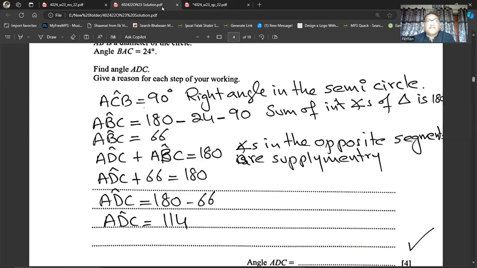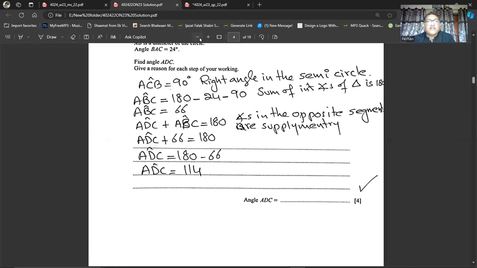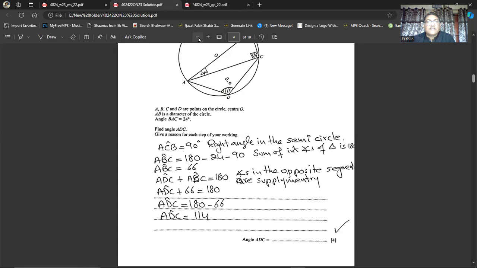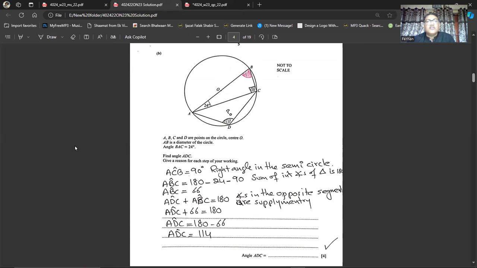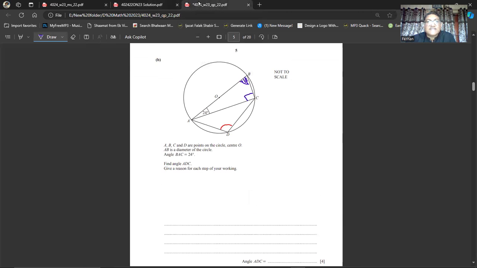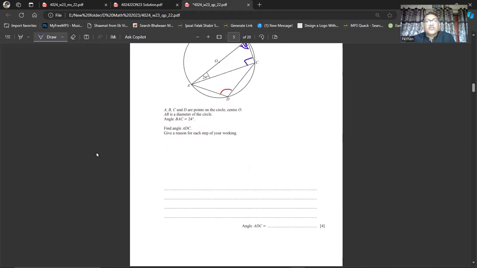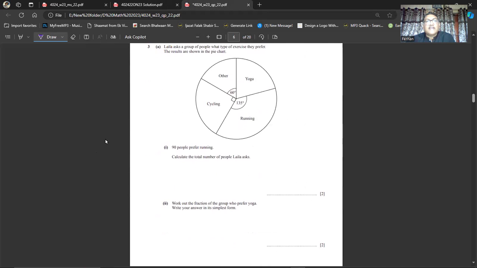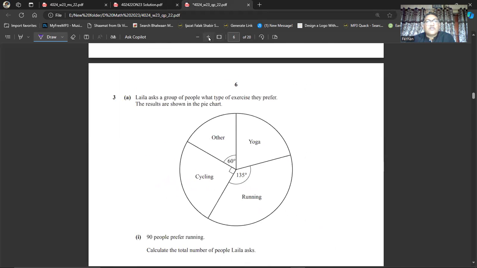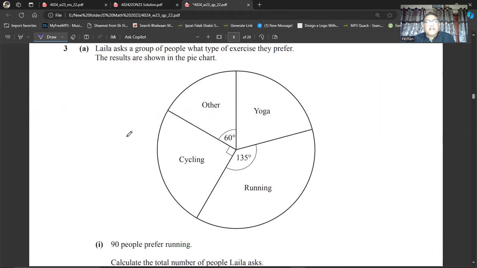This is how we have solved it. And I will try to reduce the size so you can see the whole answer. So now the whole solution, the whole thing is showing up on your screen. I hope this will be helpful to you. You are able to understand it. Okay, so now we are going to the next question, and that is question number 3 coming up on your screen.